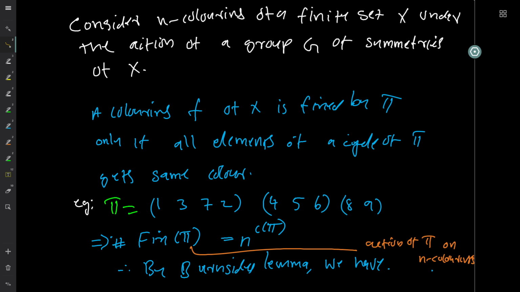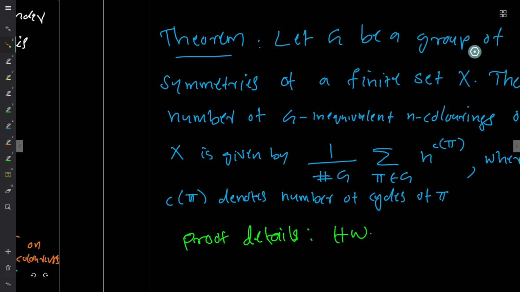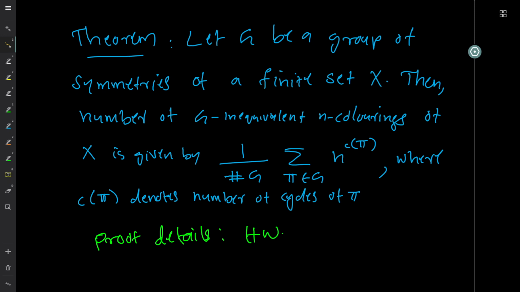So therefore, by Burnside's lemma, we can rewrite this observation as follows. If G is a group of symmetries of a finite set X, the number of G-inequivalent n-colorings of the set X is given by 1 over the cardinality of G, times the summation over pi belonging to G of n raised to C(pi), where C(pi) denotes the number of cycles of pi. The proof I already explained, so I want you to write it down formally, with all the necessary arguments. That is the homework for you.